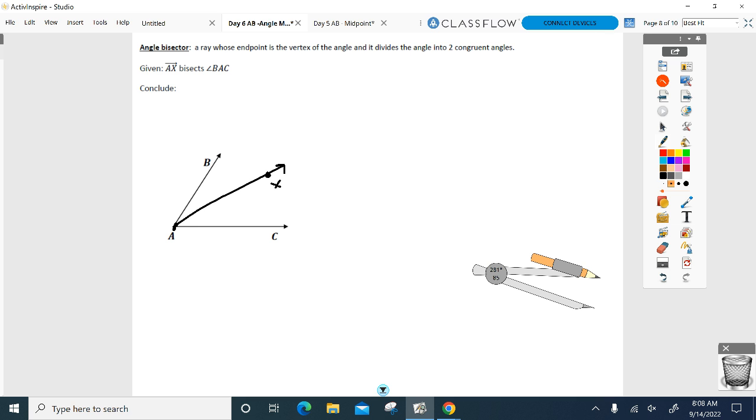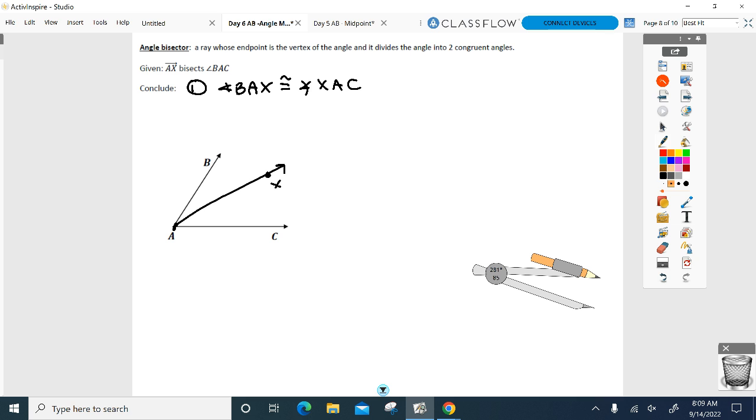What can you tell me is true? What markings can you put on the diagram? AX bisects BAC. Again, a bisector cuts the angle into two congruent parts, cuts the angle in half. What conclusions can we write up here? Give me a true fact. AX cuts it into two congruent angles. Let's go, Abbott. Angle BAX is congruent to angle XAC. Good. Everyone agree?